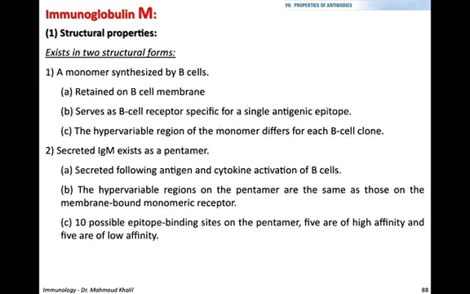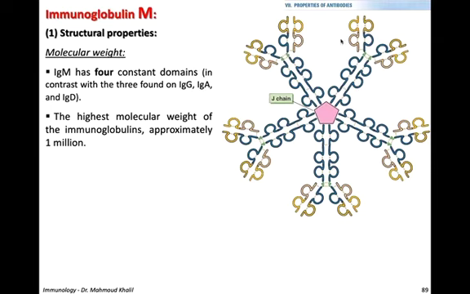And you can see here the structural shape of the IgM. Additionally, IgM has 4 constant regions instead of the 3 constant regions we have seen in the general structure of the antibody in the last lecture. And it actually has the highest molecular weight, reaching 1 million.